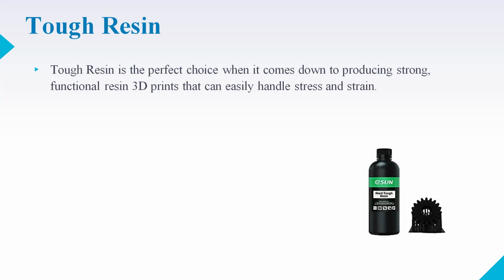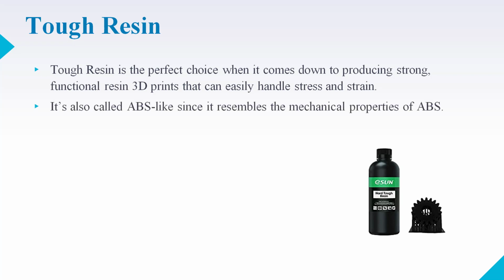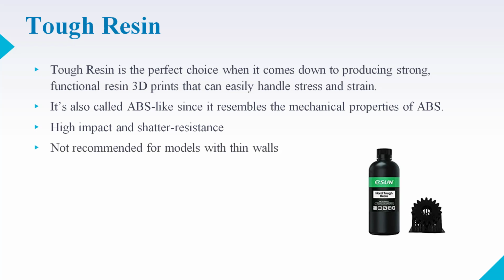Now the next is tough resin. Tough resin is the perfect choice when it comes to producing strong functional parts. If you need strong parts, you can use the tough resin. It can handle stress and strain easily. It is also called ABS-like since it resembles the mechanical properties of ABS. Whatever mechanical properties ABS has, tough resins also have. High impact and shatter resistance, not recommended for models with thin walls. So this is a drawback: if you need to make a thin wall product, you cannot use this tough resin. Print removal can be a little difficult compared to standard resin.